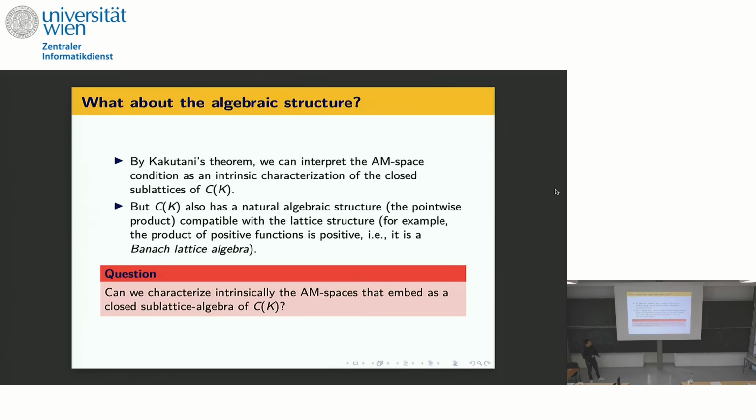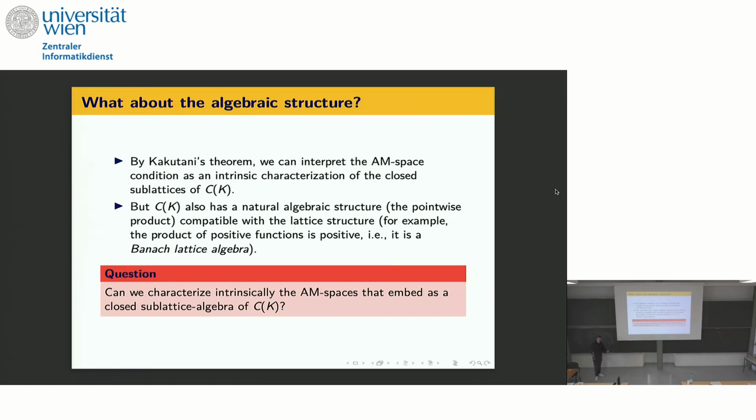So now this question seemed very natural to me. When can we make this embedding of an IM space so that it is also a subalgebra of a C(K), not only as a sublattice, but also as a subalgebra? When you have a closed subalgebra of a C(K), this is already a sublattice. But here I'm always going to talk about sublattice algebras.